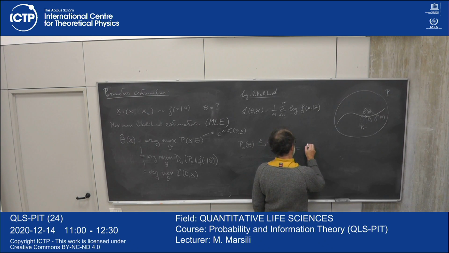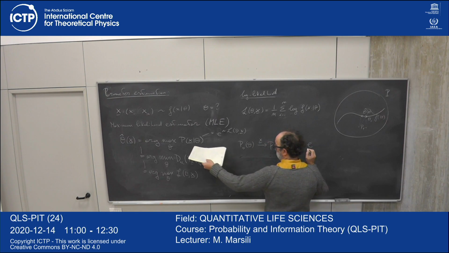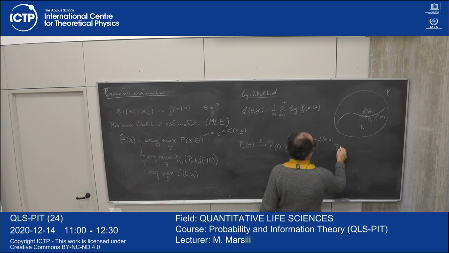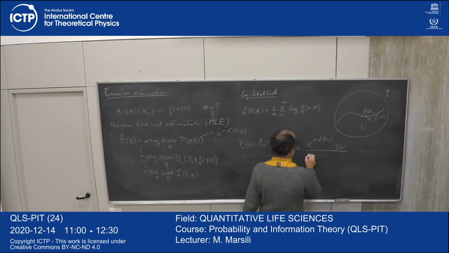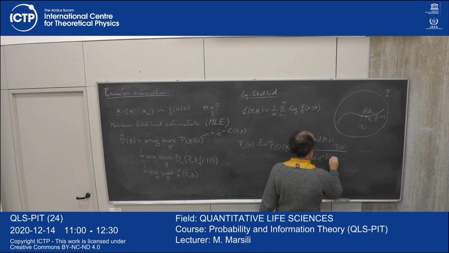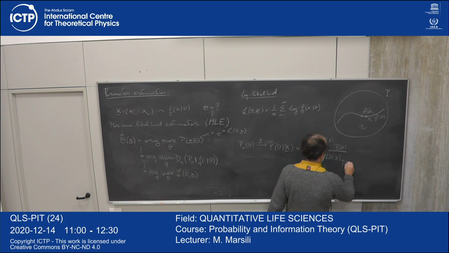So it's just the probability of x given theta, that I'll write as e to the n times L of theta and x, times the prior probability of theta, divided by p of x. Well, p of x is just the integral over theta of whatever is in the numerator. Okay, e to the n times L of theta prime and x times p0 of theta prime.